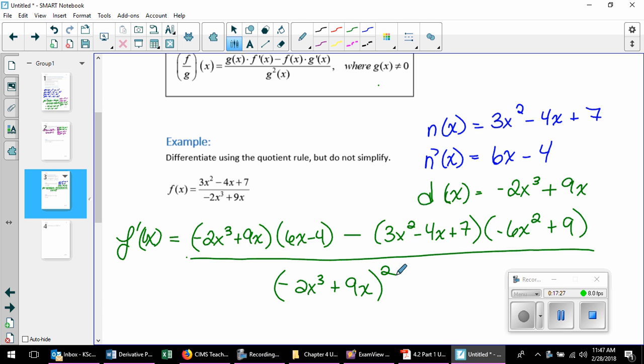This is the best lesson ever. You don't have to multiply anything. Okay, so see this? Differentiate using the quotient rule, but do not simplify. That is your key: not to multiply anything through.